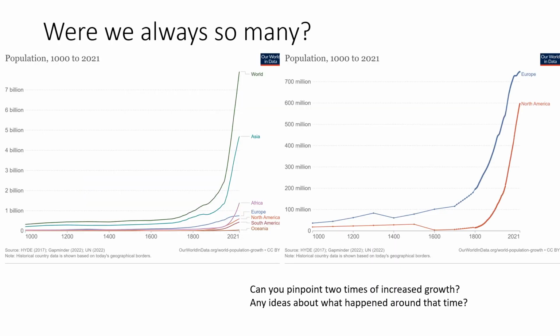Here we see pretty much the same period from about 1000 current epoch to 2021. Can you pinpoint two periods where this growth changed substantially? And any ideas about why that happened at that time. We can discuss that later in class, what you come up with.